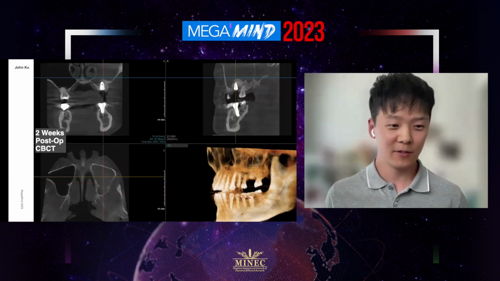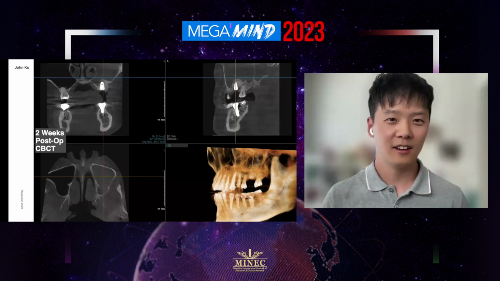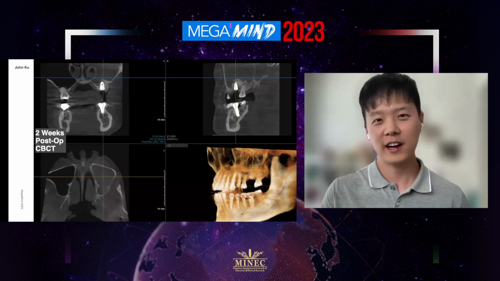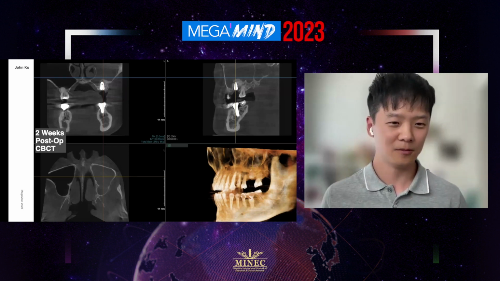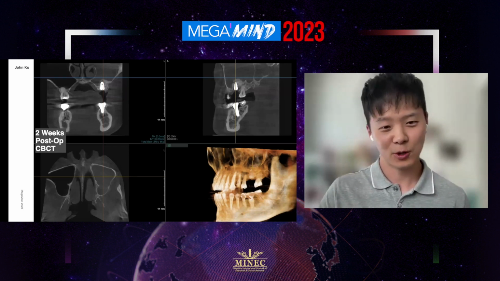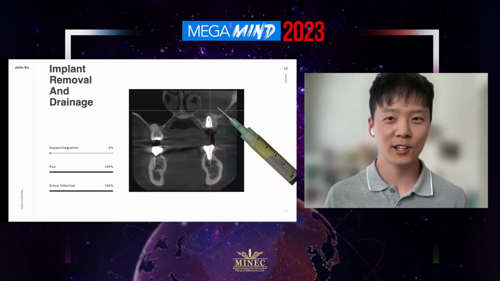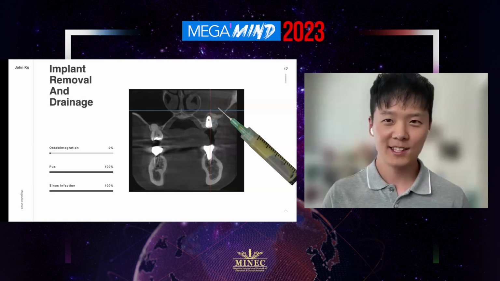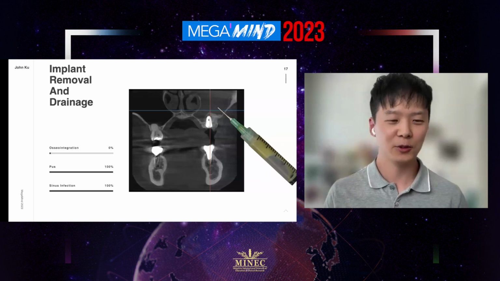So the patient comes back after 2 weeks. She still has a lot of pressure in the eye. And as you can see, the left maxillary sinus is completely filled with fluid. So what do we do now? I remove the implant for the second time, but this time I also have to drain the sinus. This infected sinus is 100% filled with pus.